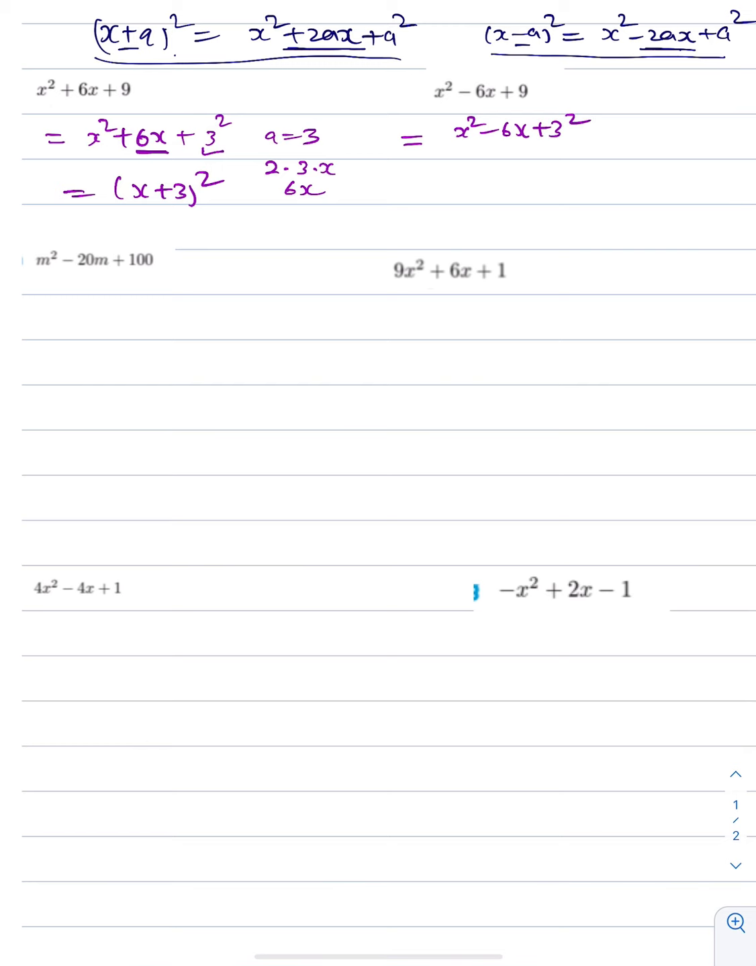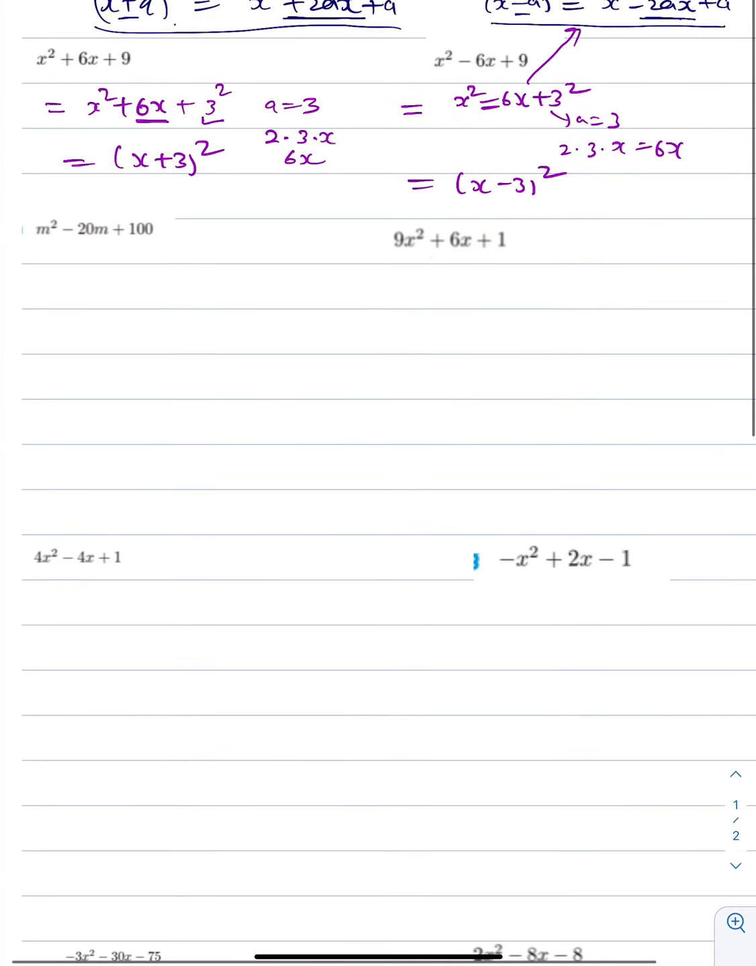Now similarly here, this is a similar question. The only difference is the middle term is negative. And again, a is 3. So if we do 2 times 3 times x, which gives us 6x, and since this is negative, we are using this formula. So (x minus 3) whole squared is the factorization for this one.